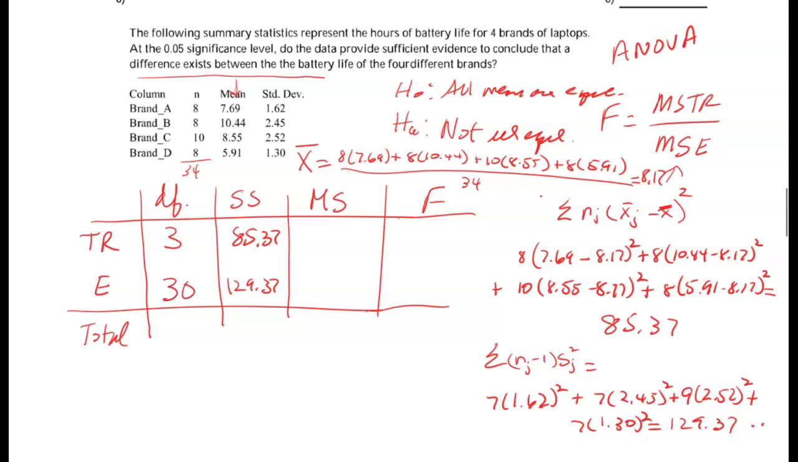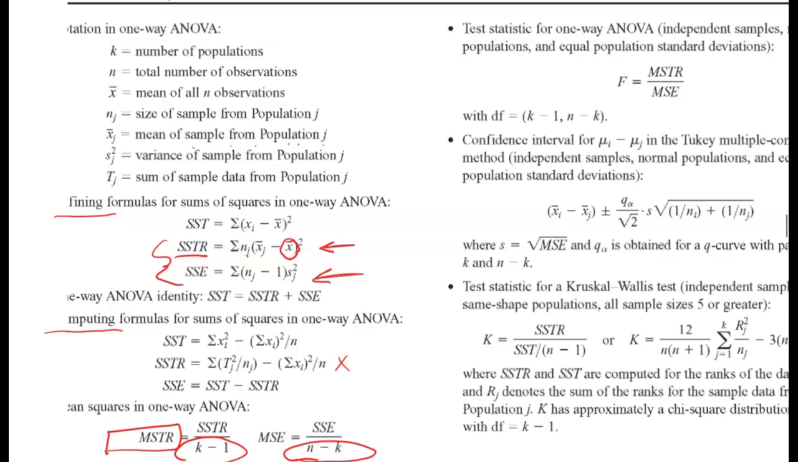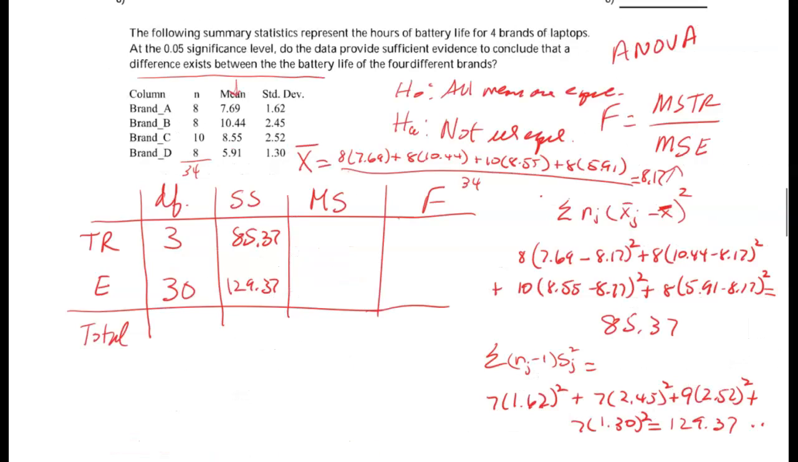So your mean square of the treatment is simply SSTR divided by degrees of freedom, and MSE is SSE divided by degrees of freedom. So 85.37 divided by 3, I get 28.46. And then 129.37 divided by 30, which is 4.31. Then your test statistic is MSTR, 28.46, divided by the mean square of the error, MSE, 4.31. So you just divide those two values, and I get 6.6 for my test statistic. So F equals 6.6.